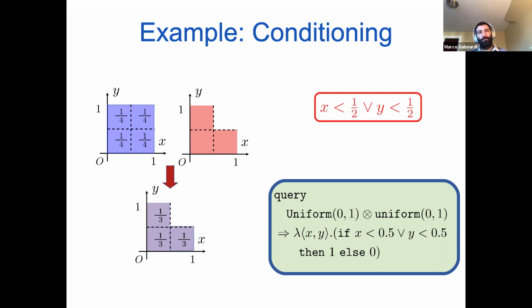So query works directly on distributions. I stress this because different works consider different kinds of conditioning. So ours is a kind of conditioning specific to distributions.